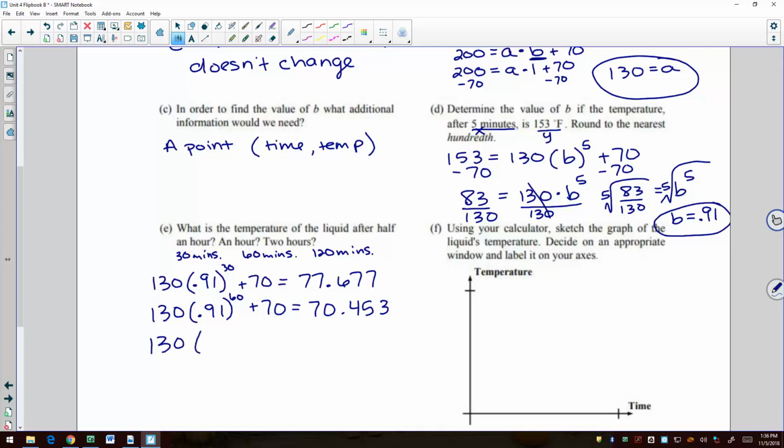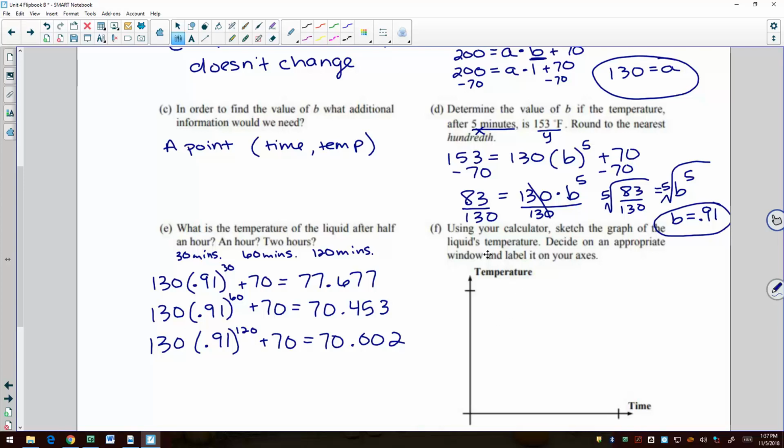And lastly, they asked for 2 hours, which is 120 minutes, plus 70. It should be even less. Your temperature should have dropped. It's going to be 70.002. Now, you should notice the temperature is going to get closer and closer to 70 because that's the temperature of the room, right? Your liquid won't get colder than what the room temperature is.